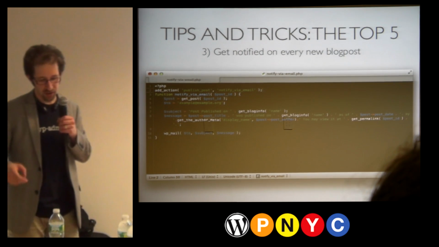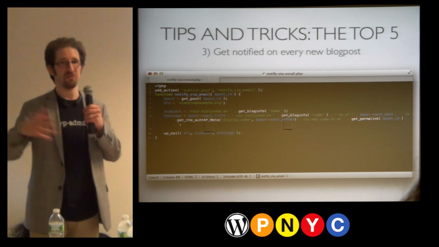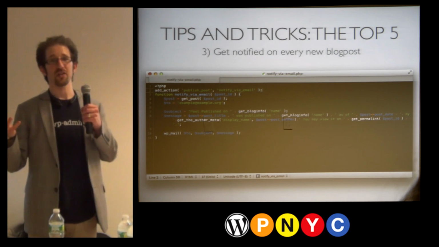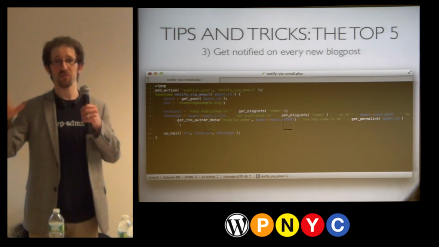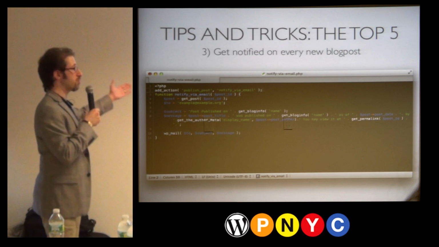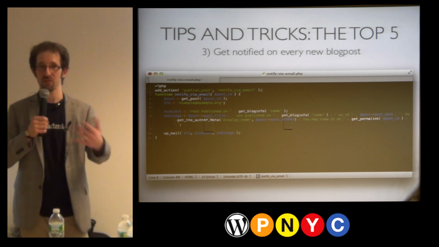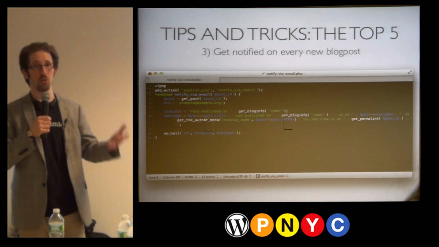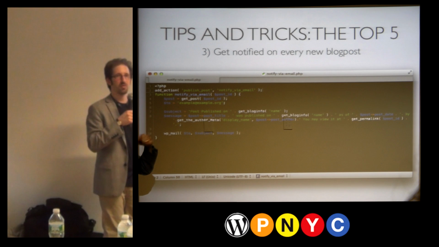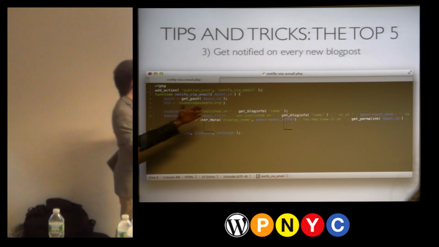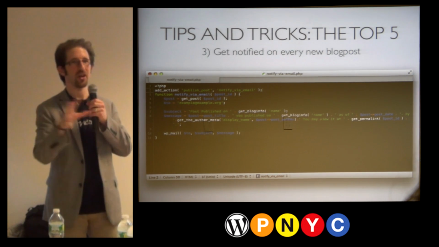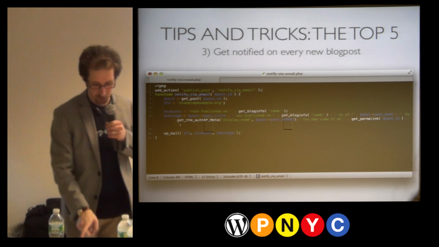Number 3, get notified on every new blog post. Let's say you have a team of 50 writers on your site, and you want to get an email every time someone posts something to your site, so you can check it to make sure it's really okay. So this is on published post. You wouldn't want it on necessarily every time someone saves a post, but when someone publishes a post, you want an email. So that's what the action does. Publish post, when it publishes, it goes through all the things it has to do when it publishes. It finds another function, notify via email, and that's what this does. It'll shoot out an email when something is published.